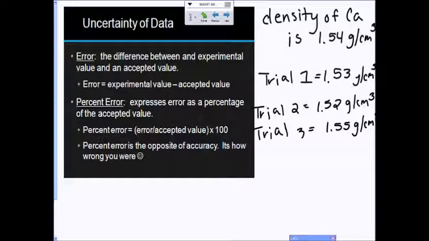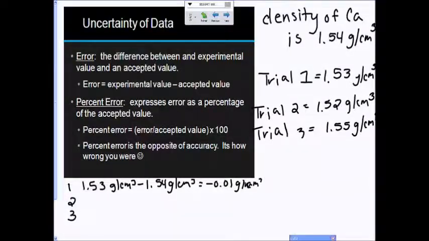I've already made up some trials for you, and so let's pretend that you did trial 1, 2, and 3, and those are the numbers that you came up with when you were calculating the density. So let's go ahead and calculate the error for trials 1, 2, and 3 over here at the bottom. For trial 1, to calculate the error, you take the experimental value, which is what you came up with, 1.53 grams per centimeters cubed, minus the accepted value, 1.54 grams per centimeters cubed, and that's going to give you a negative 0.01 grams per centimeters cubed. Well, and you know what? You don't even have to really put the units with percent error, with error, okay?